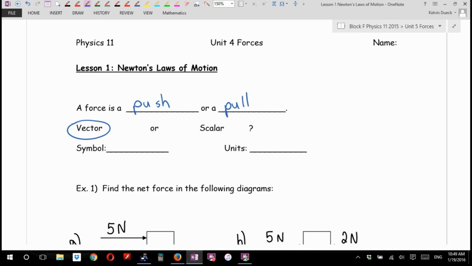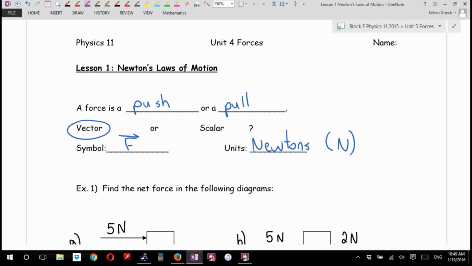Symbol: what would be a good letter to use for force? Capital F. It's a vector, so I'll put a little vector arrow above it to remind myself that it's a vector. Units: force is measured in newtons, symbol capital N, named after a scientist whose last name was Newton.